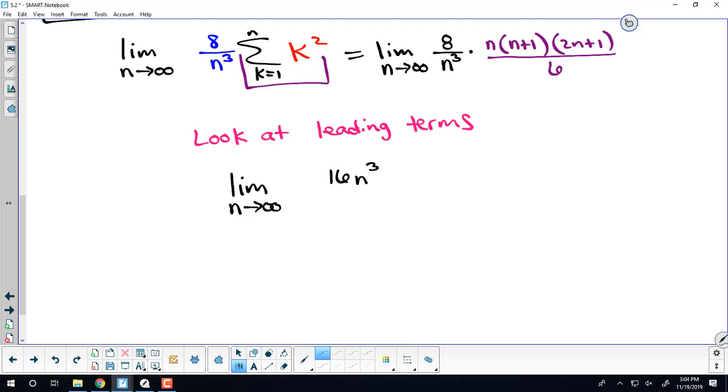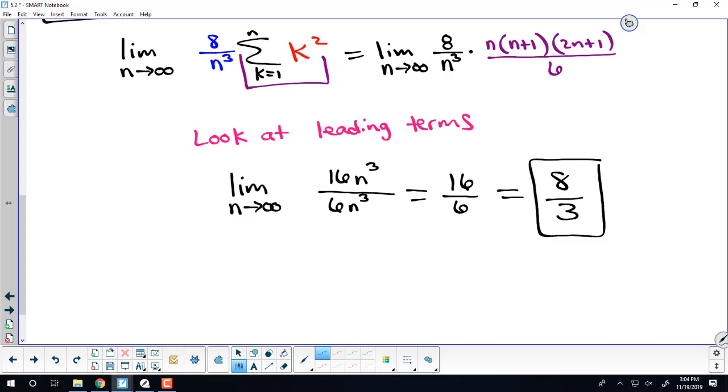If you don't multiply all of it out, it's going to take you a little bit, but you will have definitely 16n cubed as the highest degree of n on top. And on bottom, it's just simple, it's just 6n cubed. So what is that limit, 16n cubed over 6n cubed? Yeah, it's just 16 over 6. And that is the net area, the exact net area.